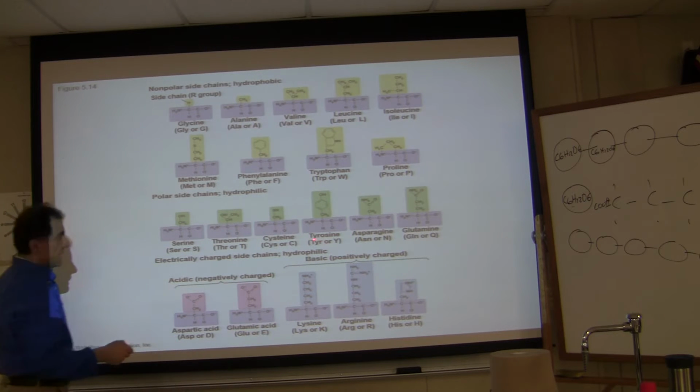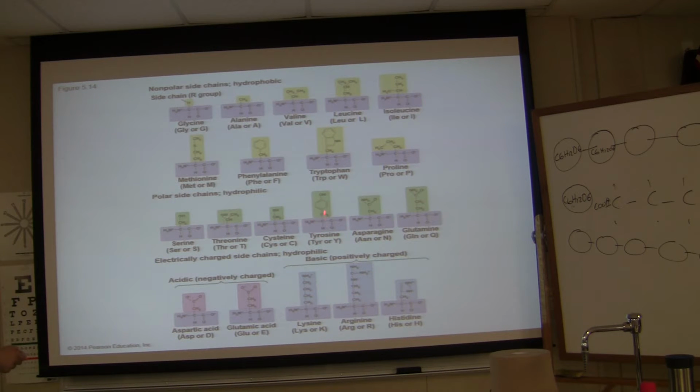Then tyrosine, you'll see this again in the rest of the semester. Asparagine, glutamine, and then you have the acidic ones. There are two amino acids that are acidic: aspartic acid and glutamic acid, and three that are basic: lysine, arginine, and histidine. So these are the 20 amino acids. I'm hoping you will know the three-letter and one-letter abbreviations, because for the rest of the semester we do need them.